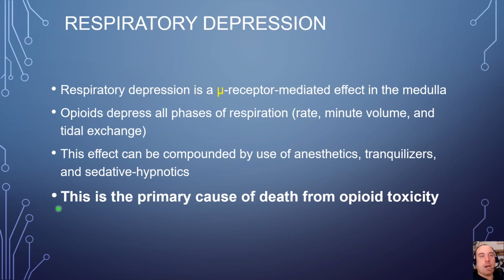Again, reiterating, this is the primary cause of death from opioid toxicity. So when we treat opioid overdose, our main goal is to get our respiration rate back up in the normal range to prevent damage, right, to your brain and other organs.